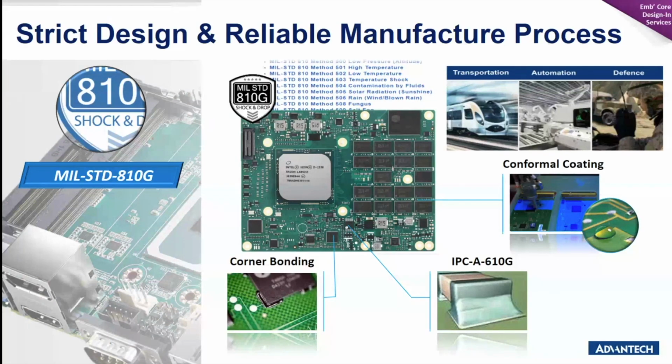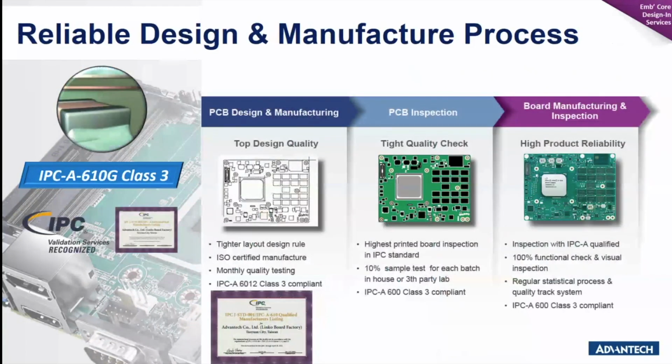Now, other standards that we have: strict design and reliable manufacturing process. So we have things like vibration, shock, and corner bonding. We also meet a higher standard when it comes to PCB layout and design, IPC A610, and we also do different grades of conformal coating. Looking at layout design, PCB design and manufacturing, if I'm not wrong, just one or two companies in the entire Taiwan have actually gone for certification, IPC A610G class 3.